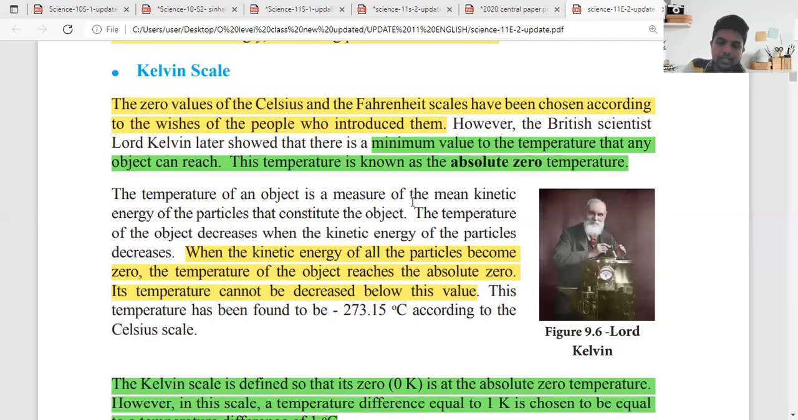Write down the next point. This temperature is known as the absolute zero temperature.